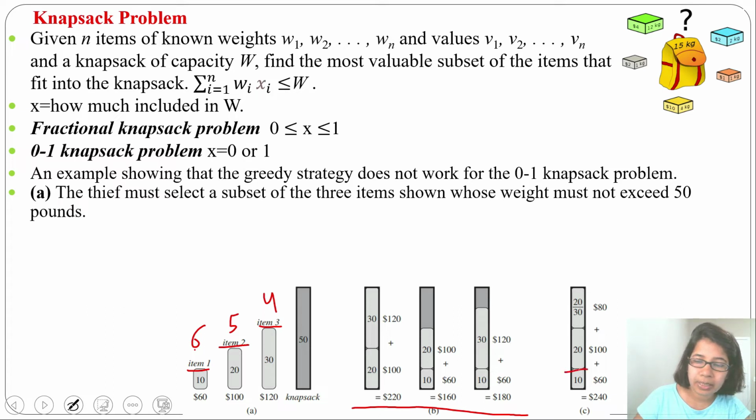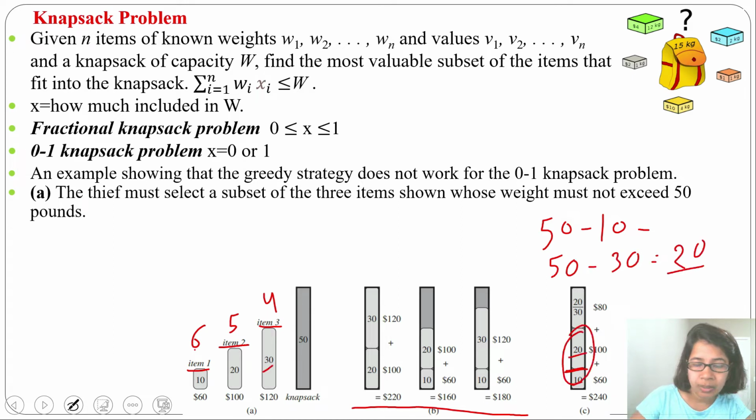Item 1 is 10 pounds. Then after 10 pounds, 50 minus 10, 40 pounds is left. Next we will choose item 2 whole. Item 2 whole means 20 pounds. After choosing 20 pounds, from 50 minus 30, 20 pounds is left. So from that 30 pounds, we will choose 20 pounds of item 3. So 20 by 30 from item 3. Now what will be the value for this? 20 pounds multiplied by 4 will be 80.